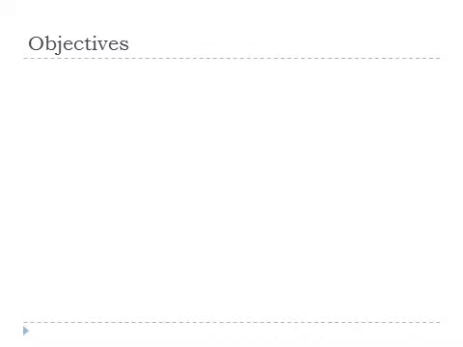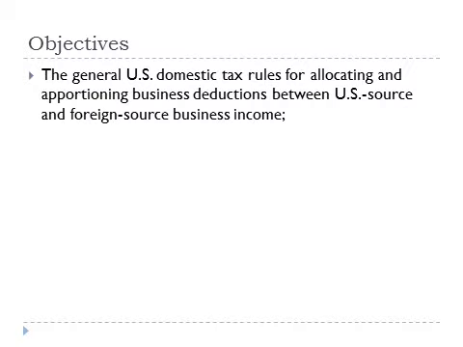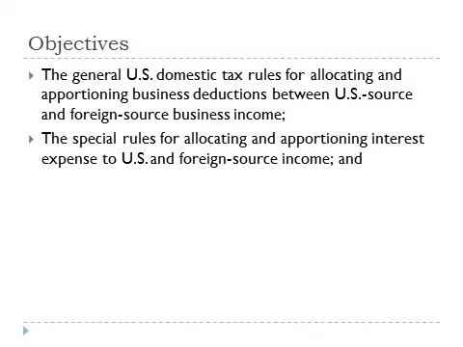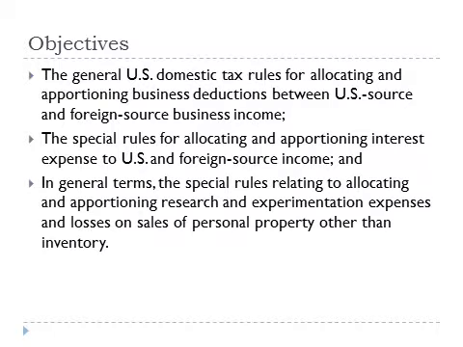The objectives of this lecture are to understand the following. The general U.S. domestic tax rules for allocating and apportioning business deductions between U.S. source and foreign source business income. The special rules for allocating and apportioning interest expense to U.S. and foreign source income. And in general terms, the special rules relating to allocating and apportioning research and experimentation expenses and losses on sales of personal property other than inventory.